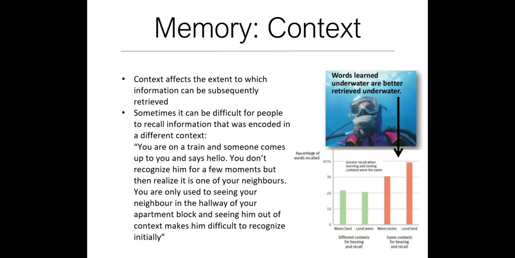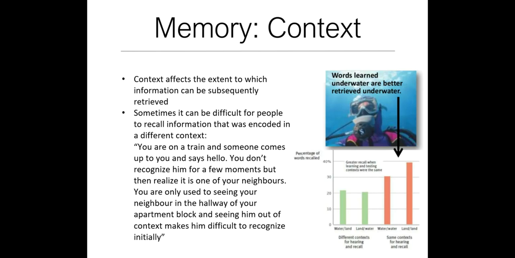Context can also be a big factor when it comes to memory. It affects the extent to which information can subsequently be retrieved. One particular test found that words that are learned underwater are better retrieved underwater. Again, that may seem an odd thing to say, but it makes sense when you think about it. Sometimes it can be difficult for people to recall information that was encoded in a different context. You're on a train and someone comes up to you and says hello. You don't recognize them for a few moments, but then you realize it's one of your neighbors. You're only used to seeing your neighbor in the hallway of your apartment block and not out of context, which makes him difficult to recognize initially.